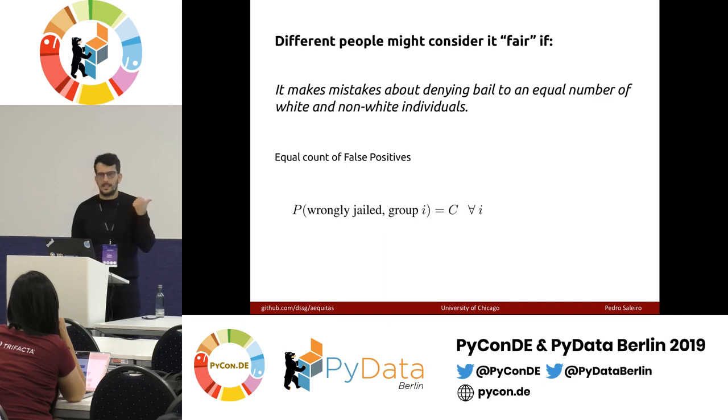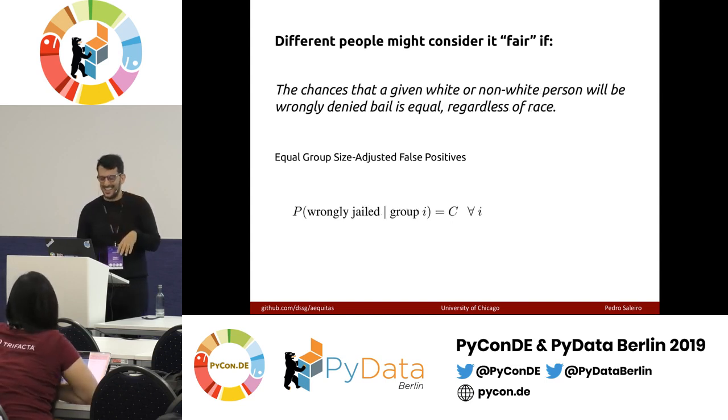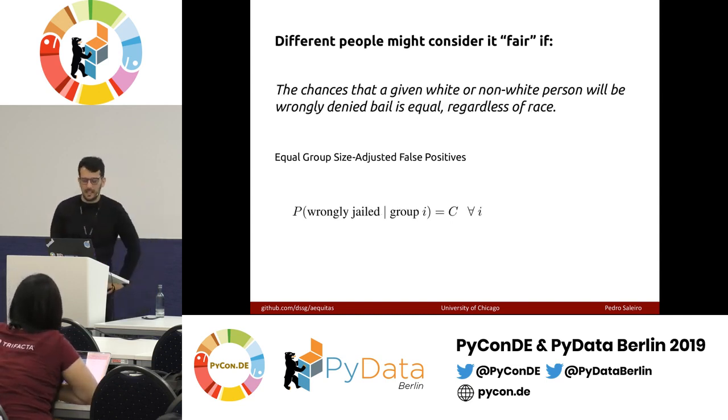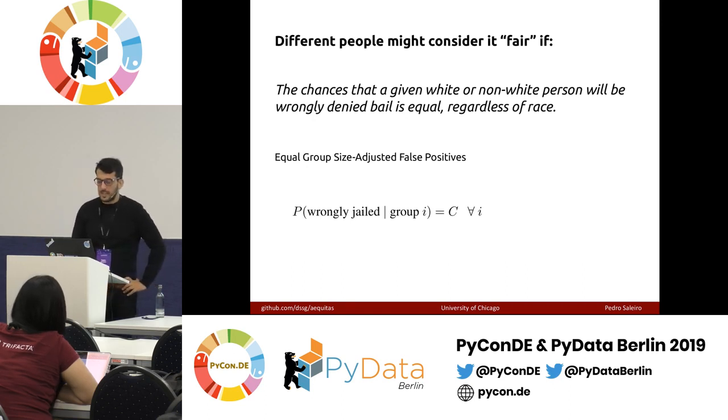And here, C is a constant. So what really matters is that regardless of the group, you get the same constant. Yes? This is just one definition. Another definition would be that the chances that a given white or non-white person will be wrongly denied bail is equal regardless of the race. This is not looking at the labels. This is just looking at the attribute values.